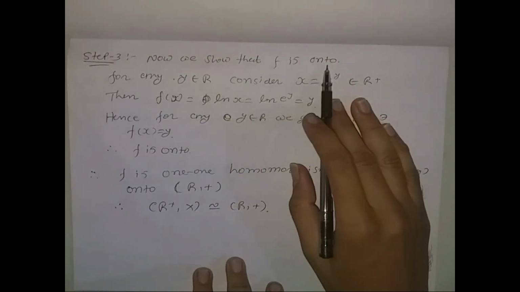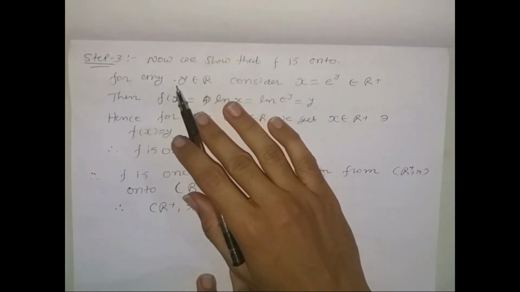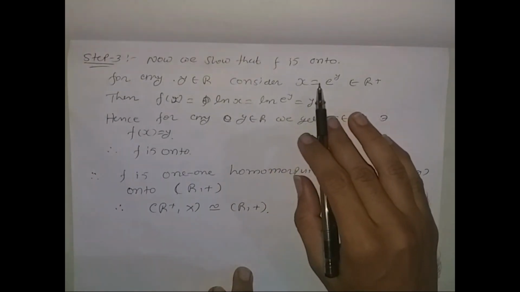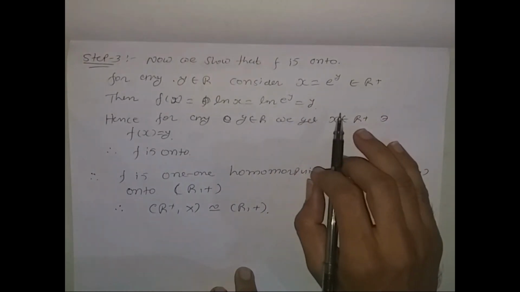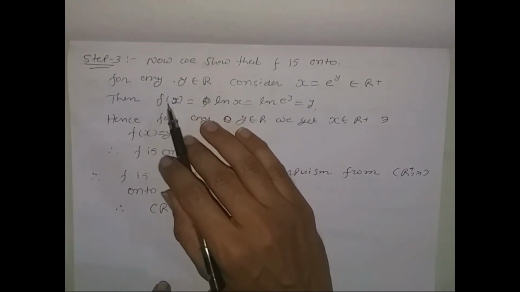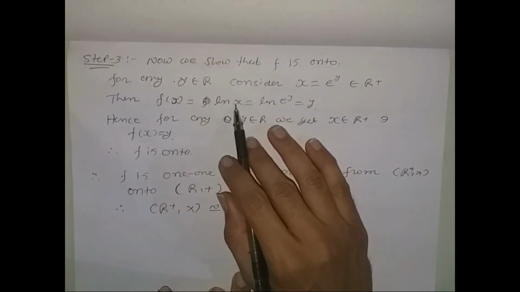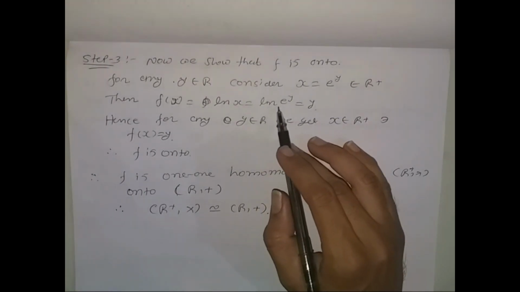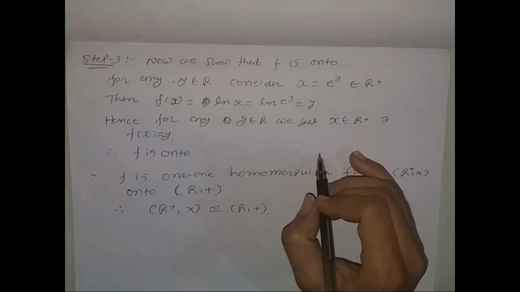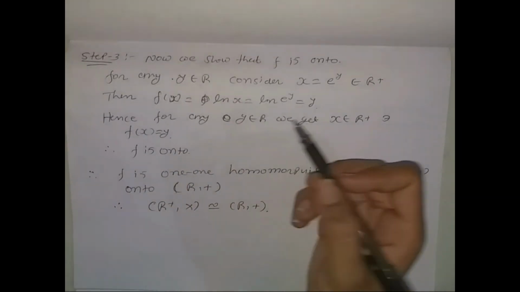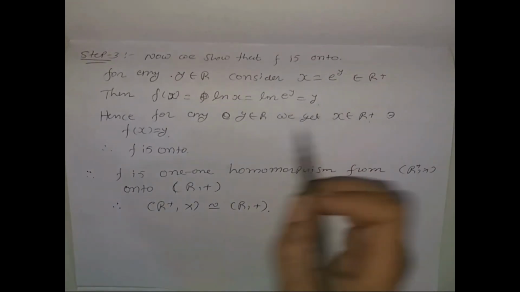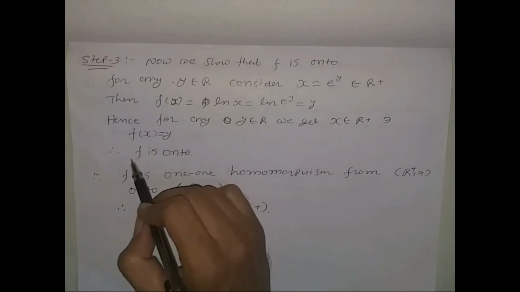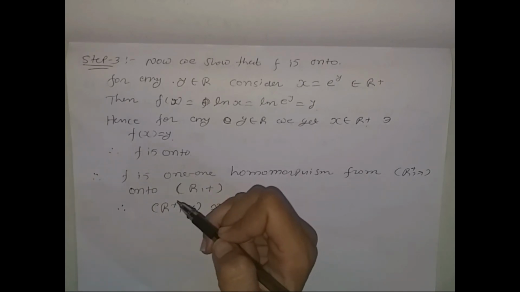Now we show that f is onto. So we consider any real number y belongs to R. Now consider x is equal to e raised to y, which belongs to R plus. Then f of x is equal to log x, which is log of e raised to y. Now log of e raised to y with base e is equal to y. So for any y belongs to R we get x belongs to R plus such that f of x is equal to y. So this shows that f is an onto map.